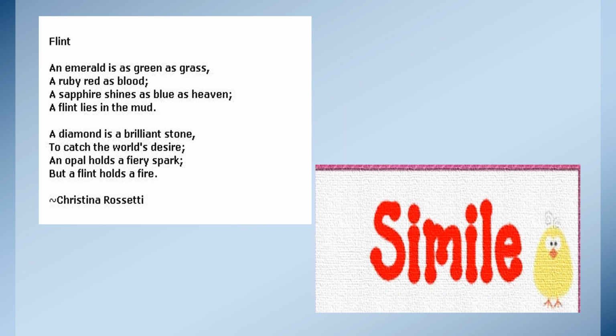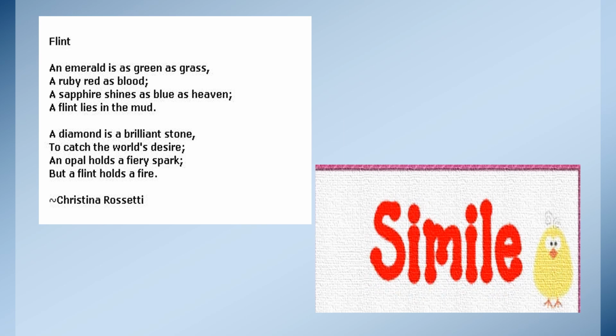In these sentences, the two different things are compared for a particular quality. The quality here is the color. Emerald is a stone and grass is a type of plant. Two completely different things with one common quality, that is, they both are green in color.